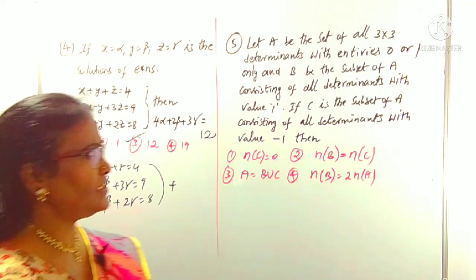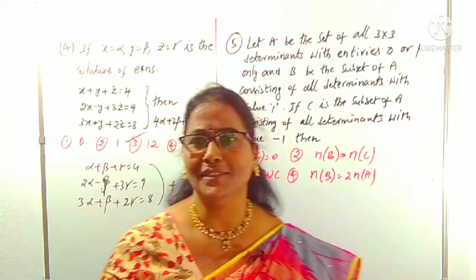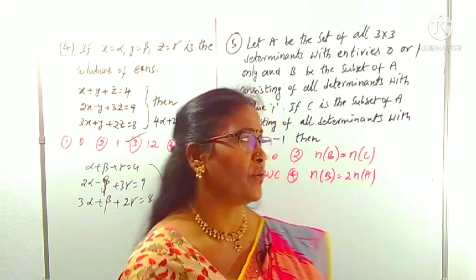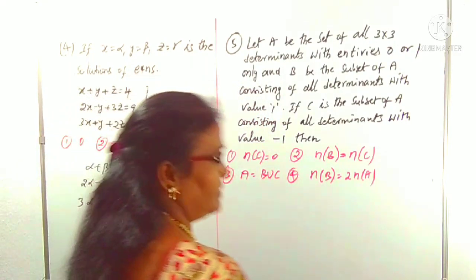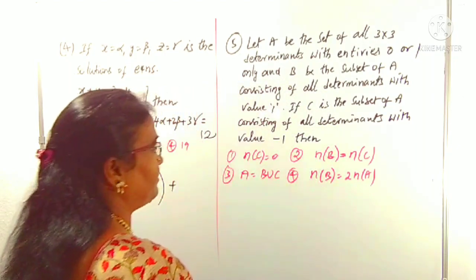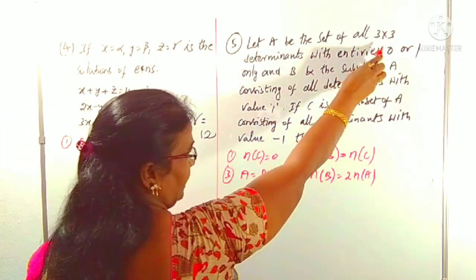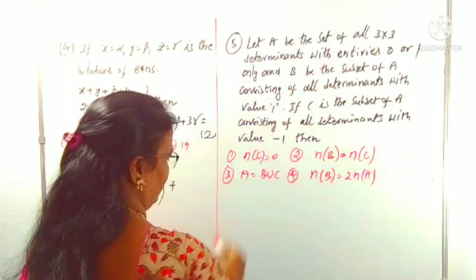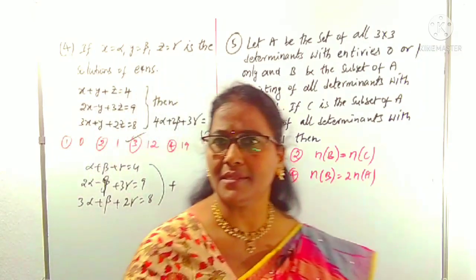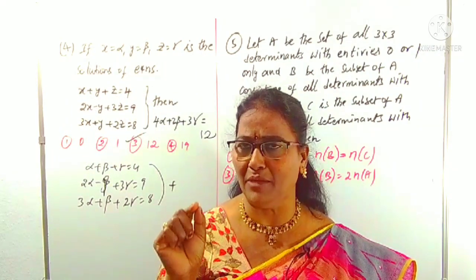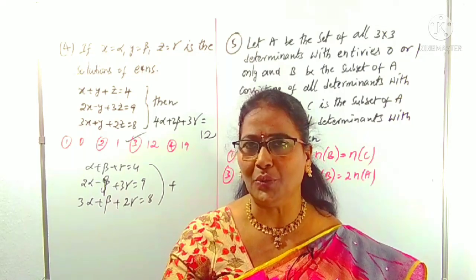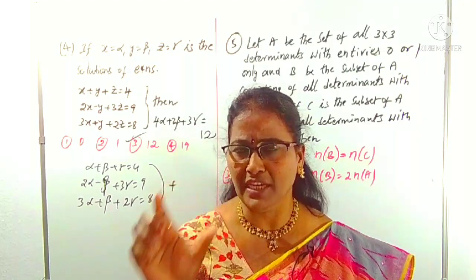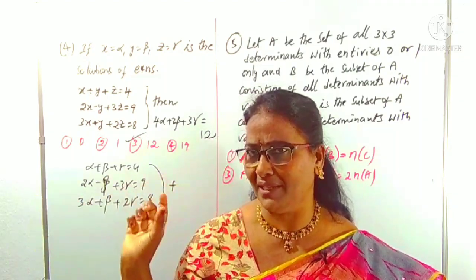So now come to the next question. It's very simple, but try to understand by reading the question sentence by sentence. What is that? We'll see now. Question number 5 is given like this. Let A be the set of 3 by 3 determinants with entries 0 or 1 only. A is one of the matrices. Form the determinants with the entries, means what? Elements 0 and 1 only. No other elements. We are using 0 and 1 only for 3 by 3 determinants. We can form so and so many matrices, right?